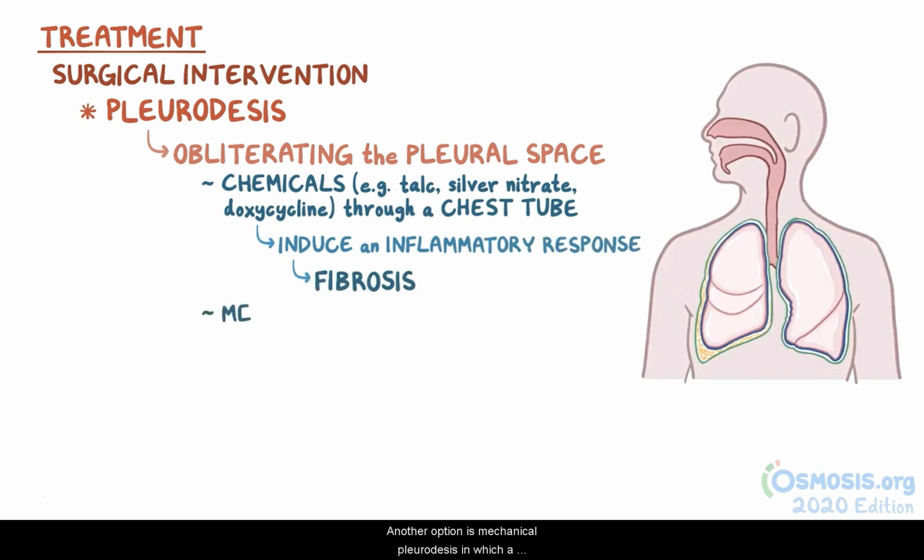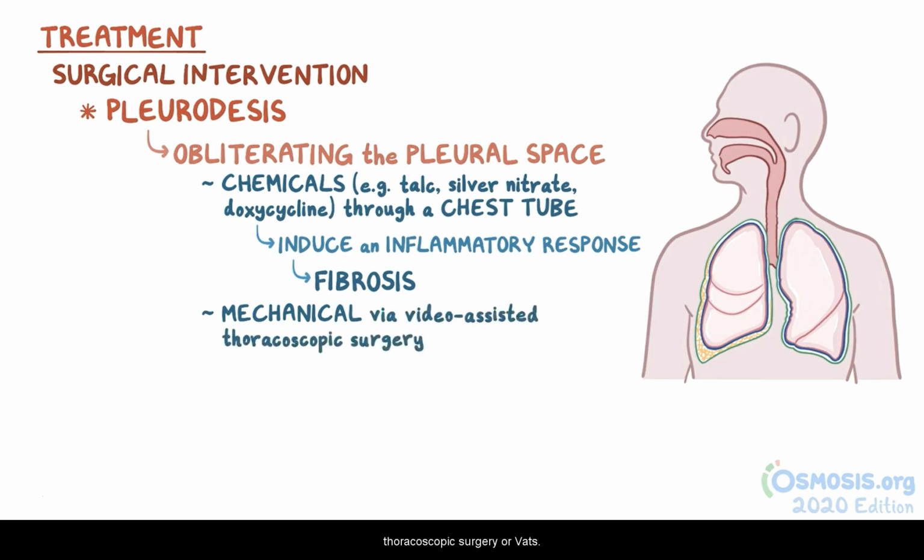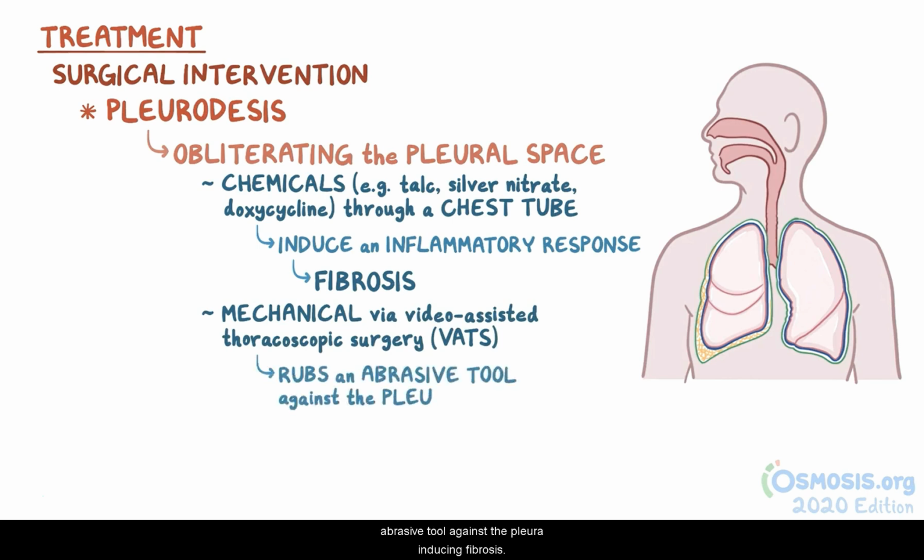Another option is mechanical pleurodesis, in which a surgeon enters the lung using video-assisted thoracoscopic surgery, or VATS. Once in the pleural space, the surgeon repeatedly rubs an abrasive tool against the pleura, inducing fibrosis.